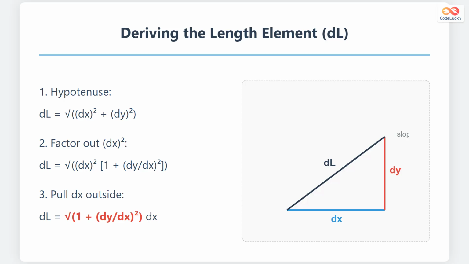Let's look at the math for a single tiny segment, called dl. By factoring out dx squared from the square root, we can rewrite the expression. We end up with the square root of 1 plus (dy over dx) squared, all multiplied by dx. Notice that dy over dx is just the derivative, or slope, of the function.